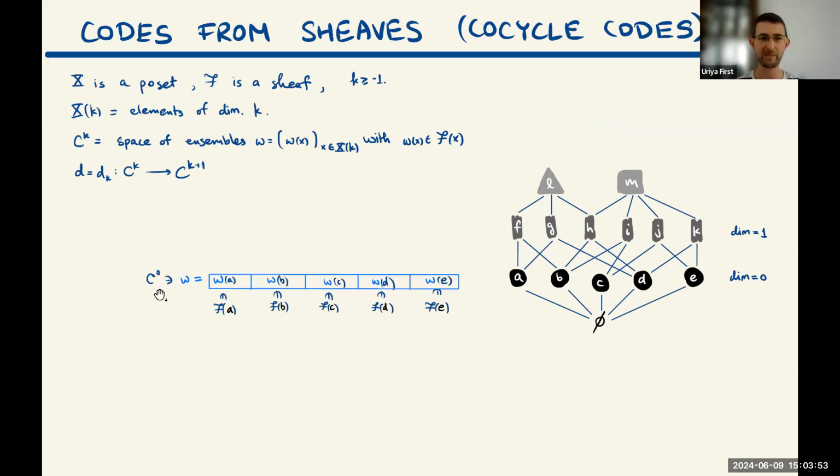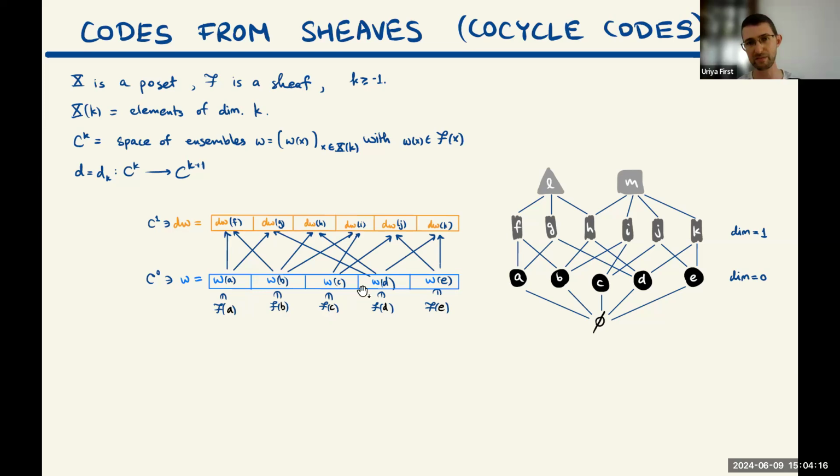And what is an element of C^0? It's just, I choose a vector in each vector space. Here I have F of A, F of B, F of C, and so forth. I just choose a vector in each of them. And I want to produce an element dw in C^1, so it's just choosing a vector for every one-dimensional face. And remember, I have all those linear maps going between those spaces coming from the poset.